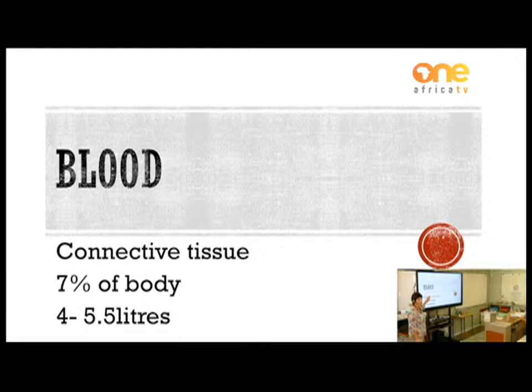We have epithelium tissue, né? And we know, where do we find epithelium? In the inside of our mouth. You remember the epithelium, the epithelial layers, inside of the blood vessels. But now we have a tissue that we call connective tissue. And the blood is part of the tissue that helps to link different parts of my body. So therefore it's connective tissue. 7% of your body exists out of blood, and we have between 4 to 5.5 liters of blood in our body.